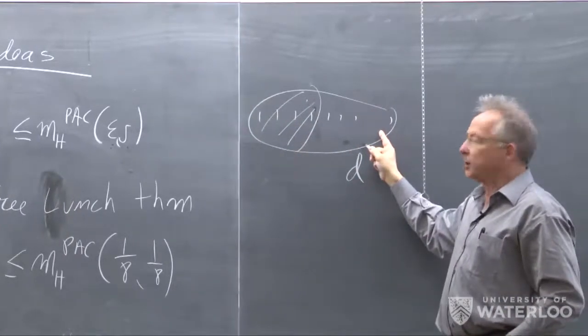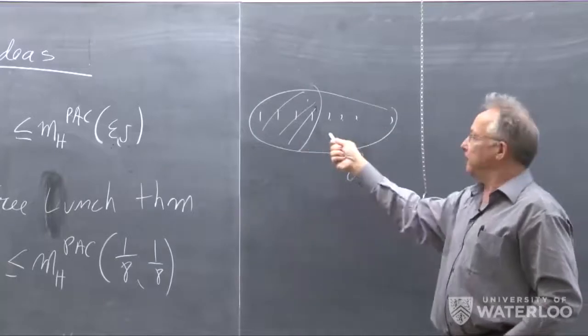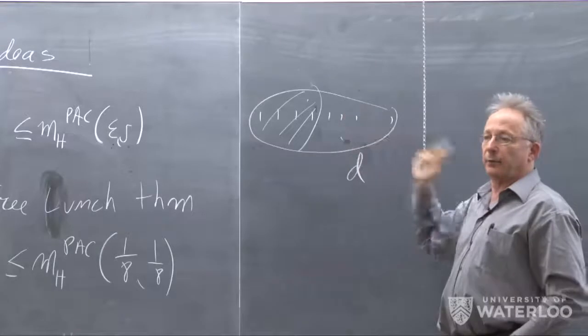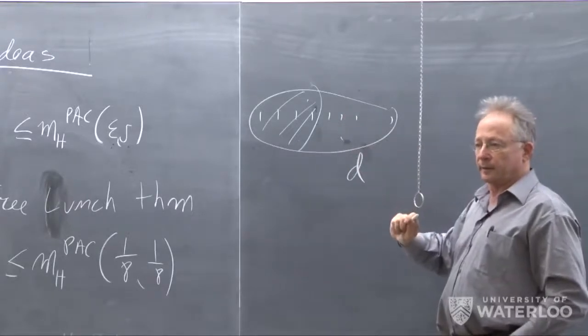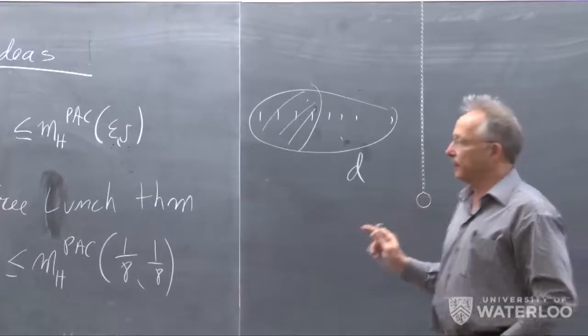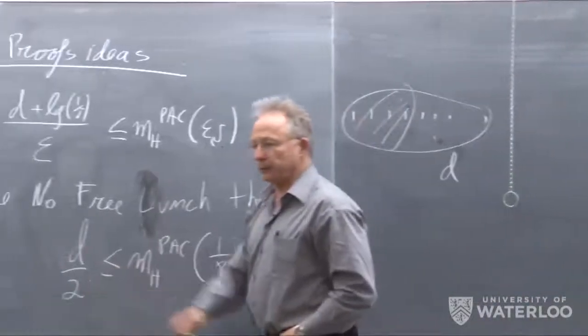So on average, on a random point, it will, with probability half, fall here. And if it falls here, I make an error with probability half. Right? So this was D. This was the size of a shattered set. So we got this is bigger than D over 2.